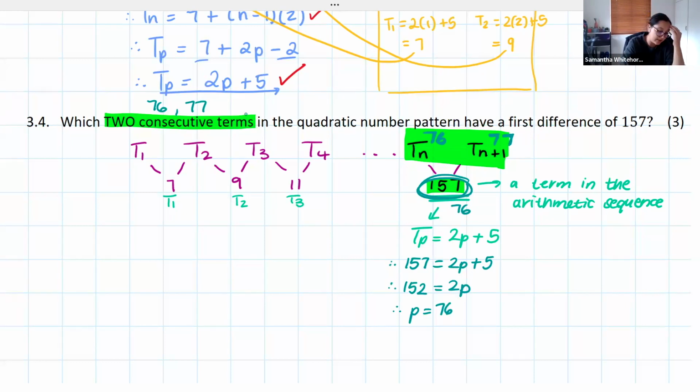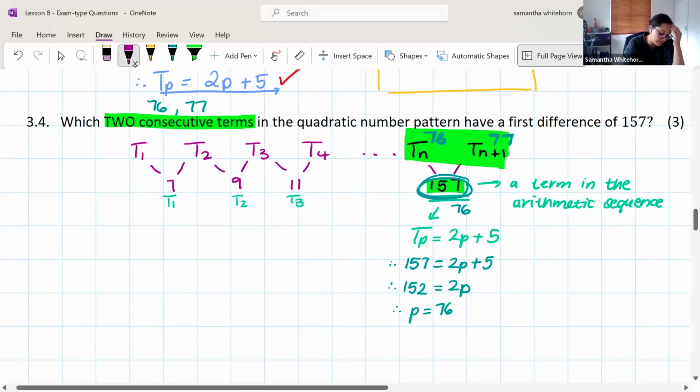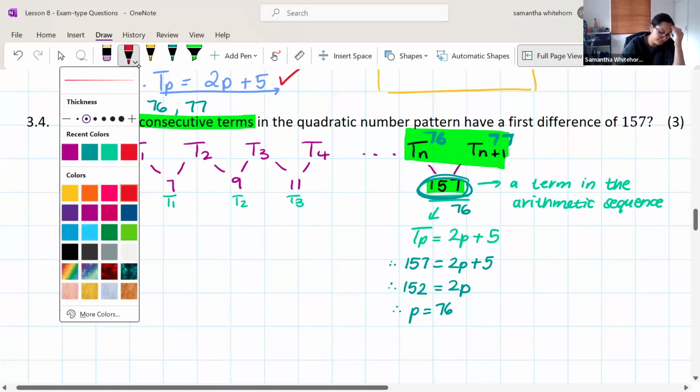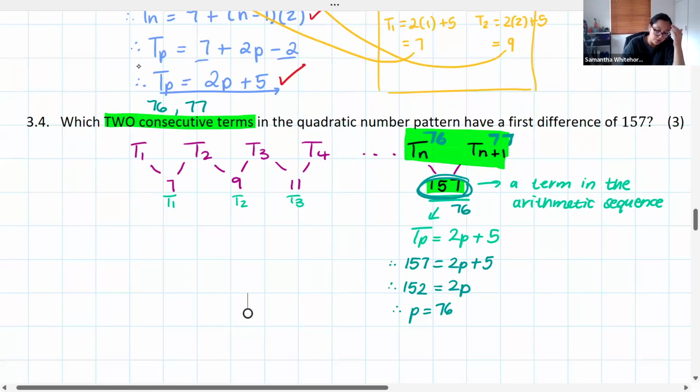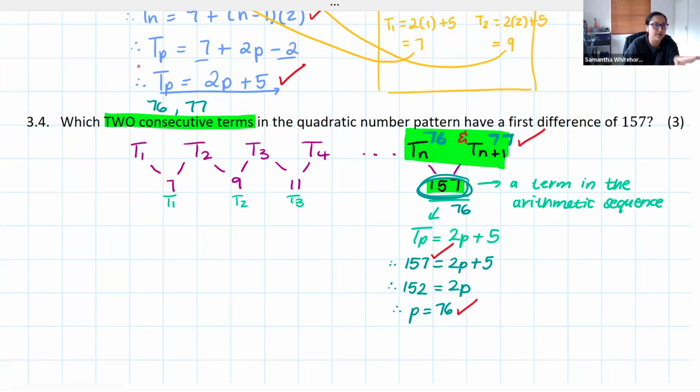All right, so here again, 3 marks. Your mark allocation here will be for substituting 157 in place of Tp, so understanding that it's a term value that I've given you, solving for p equals 76, and then giving me that the 2 consecutive terms are 76 and 77. So if you said 77 minus 76, you will get 157 as your first difference. So that's where your 3 marks come from in this question.